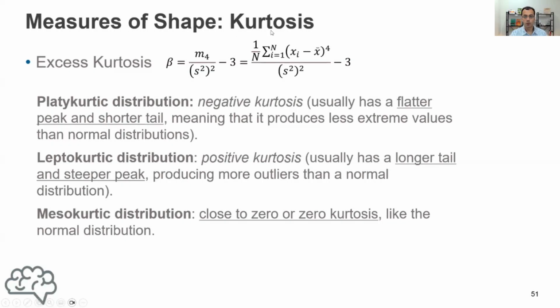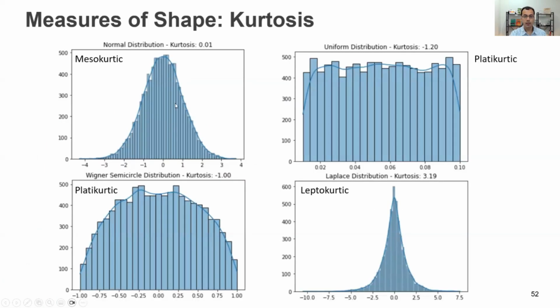Based on the value of the kurtosis, we can classify a distribution in one of three types. It can be platykurtic, leptokurtic, or mesokurtic. A platykurtic distribution is the one that has a flatter peak and shorter tail. The leptokurtic distribution has a longer tail and steeper peak, whilst the mesokurtic distribution has a close to zero or zero kurtosis.